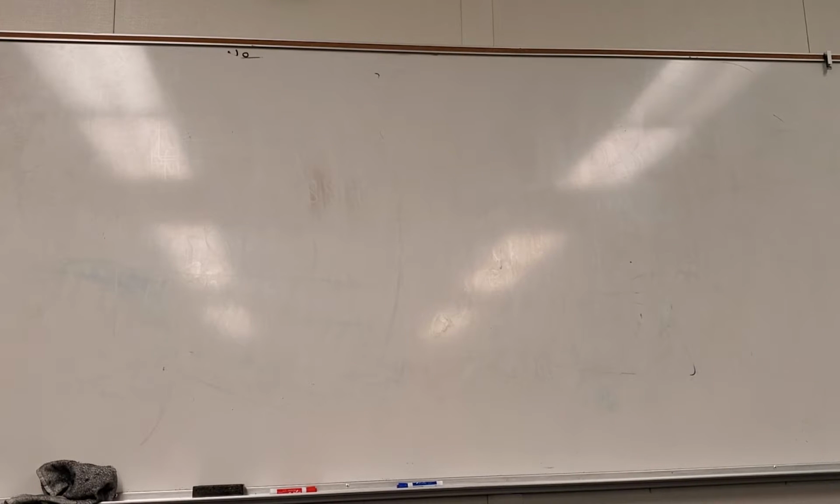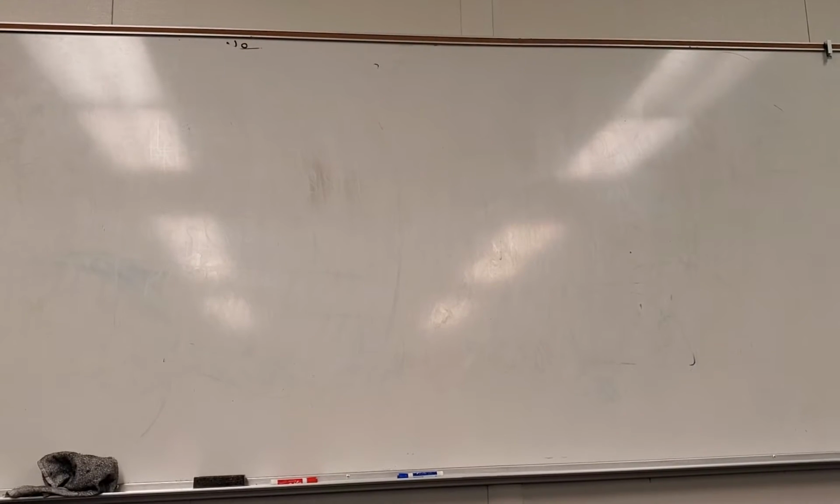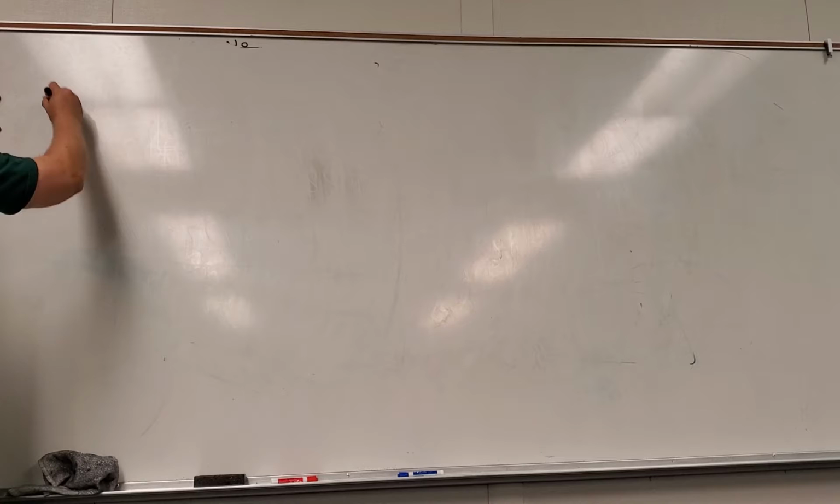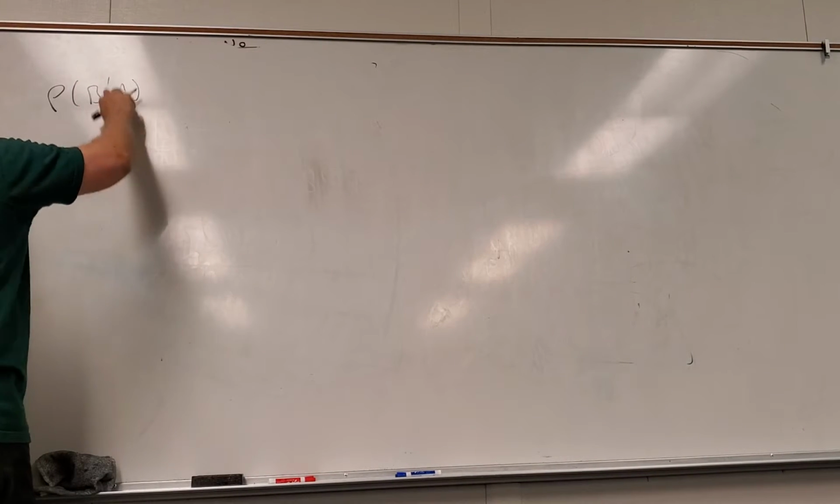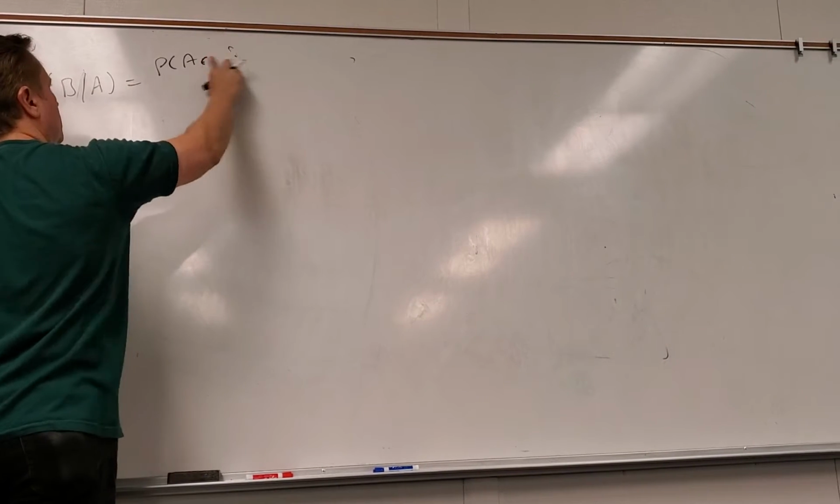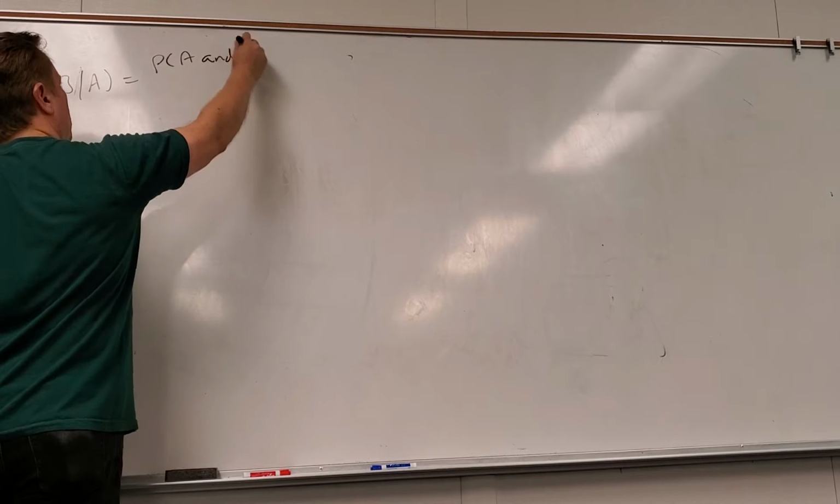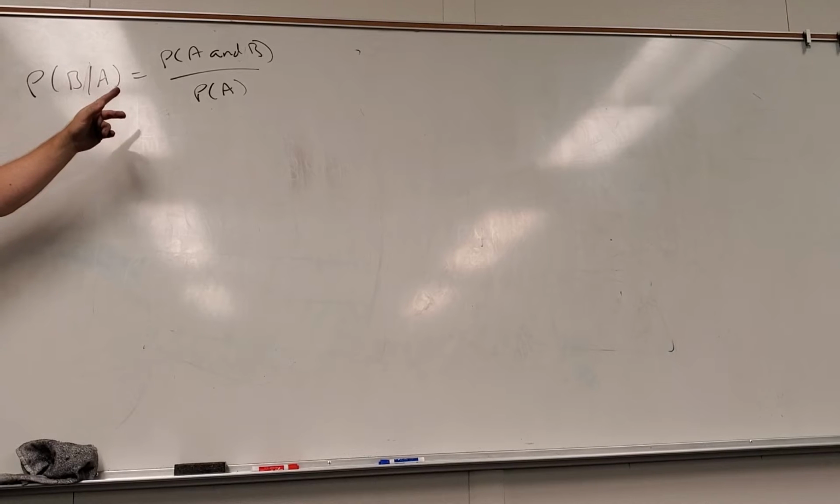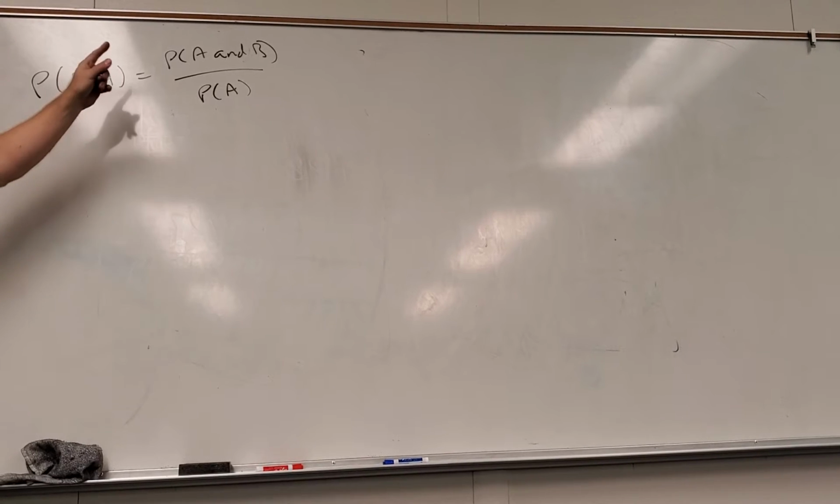So, what's the one formula we don't have yet? We got the given. And we don't have a formula, but we do, because we know algebra. And you're like, sure. So, look at this. Probability of B given A equals the probability of A and B over the probability of A. Can you solve that for what I just said I'm missing? Solve it for probability of A and B.